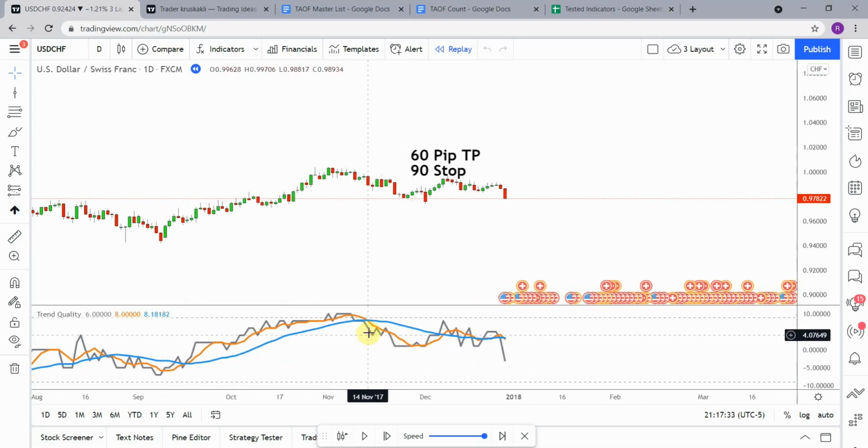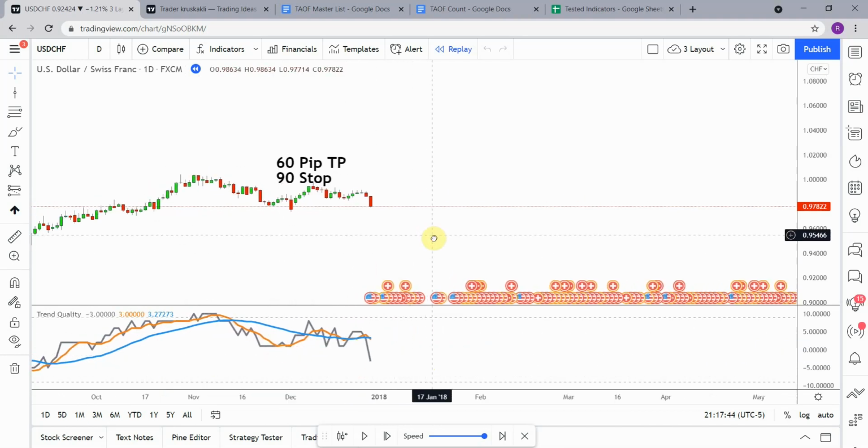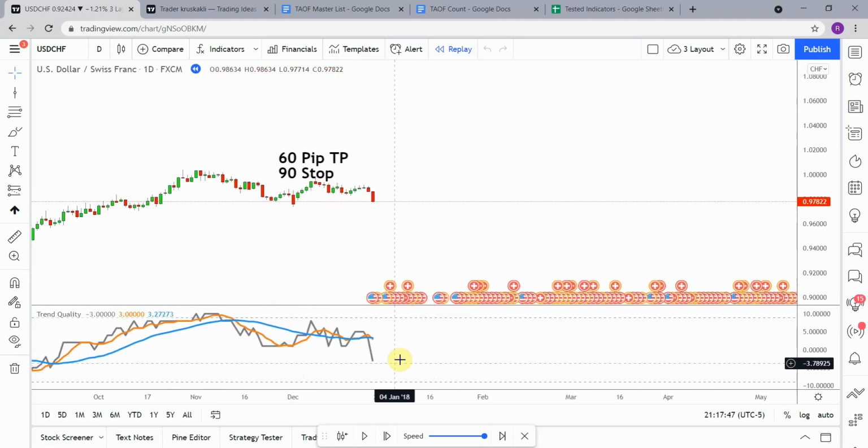When we are below the blue, we are looking for short trades, and so we are looking for the gray line to be below the orange line, and then we will go short. So let's go ahead and get on with the testing, and we'll take a look at this a little bit more as we are going through the testing process.